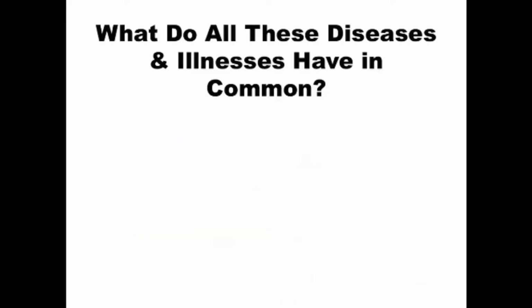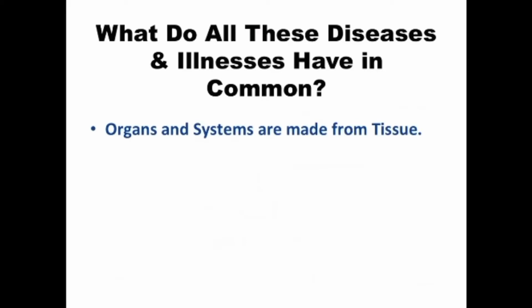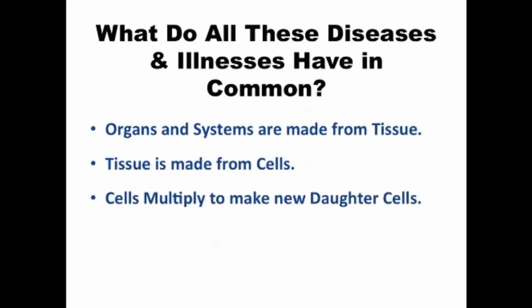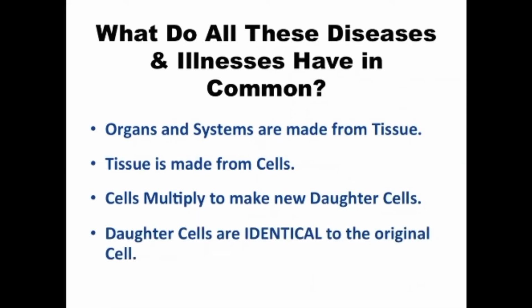But what do all these diseases and illnesses have in common? All organs and systems are made from tissue, and all tissue is made from cells, and cells multiply to make new daughter cells, and daughter cells are identical to the original cell. So this is important.